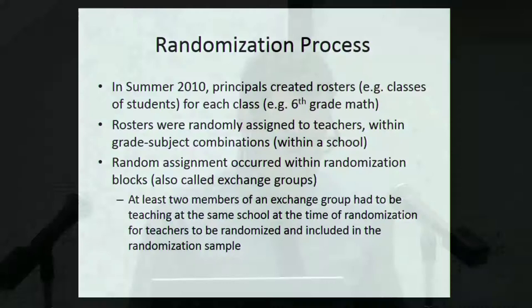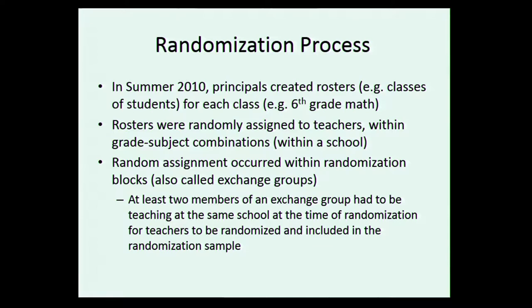Critically important, at least two members of an exchange group had to be teaching at the same school at the time of randomization for teachers to be randomized and included in the randomization sample. That's why the randomization sample is a subsample of a subsample. The randomization sample in year two is a subsample of the year two sample, which is a subsample of the year one sample, which is actually a non-random sample of the teachers and students in the six districts. All right.